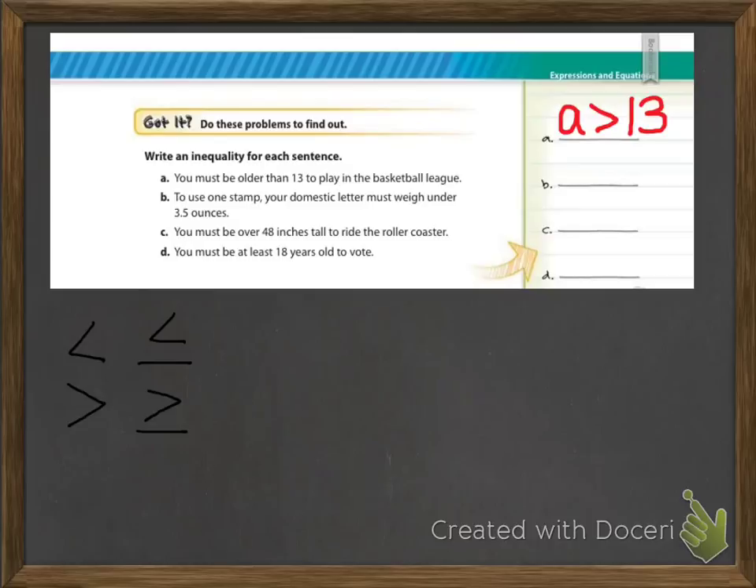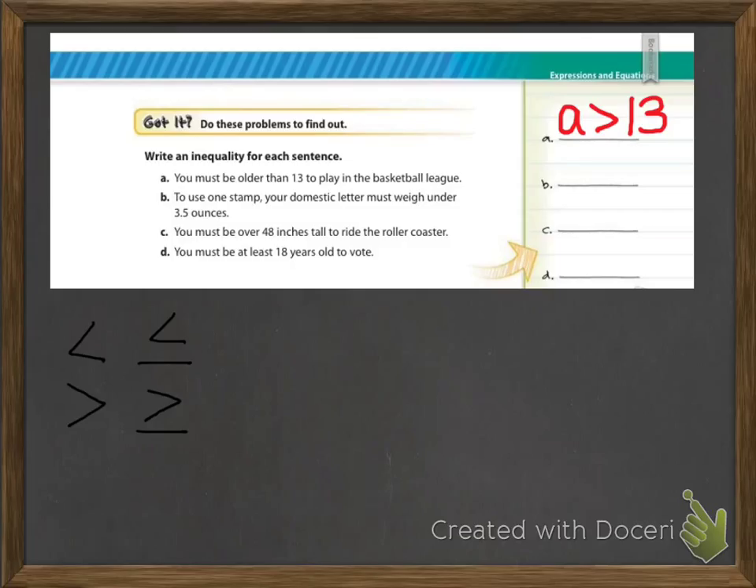For example A, we're going to use the variable A because it's talking about age again. It says that you must be older than 13 to play in the basketball league, which means you have to be a number bigger than 13, which is why I wrote A is greater than 13.